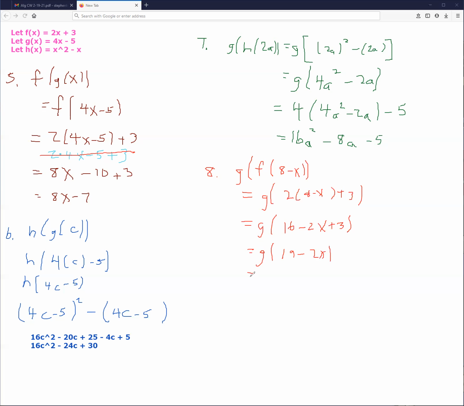And now we've got to do the g of x. So that's going to be 4 times something minus 5. And the something is 19 minus 2x. All right, 4 times 19 is 4 times 20 minus 4, so that's 76. 4 times negative 2x is negative 8x minus 5. 76 minus 5 is 71 minus 8x, or negative 8x plus 71.